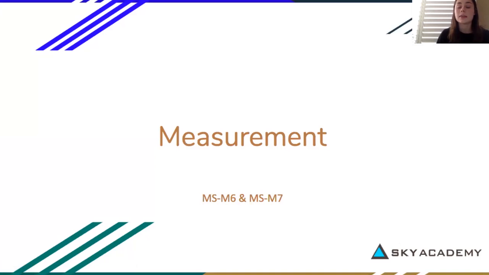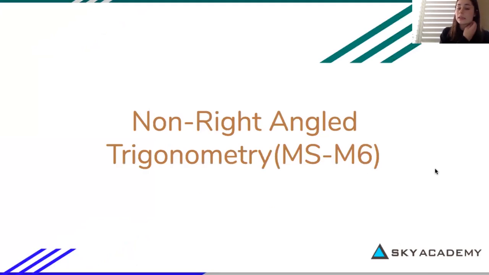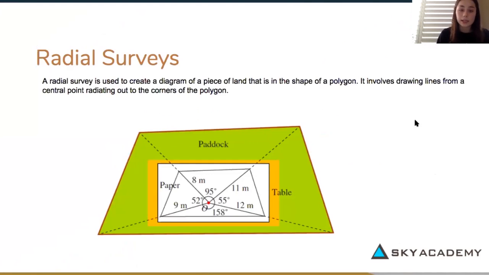We're looking at the topic of measurement, specifically non-right angled trig, MSM6. This is our 8th and final video in this topic, and we're going to be looking at radial surveys. A radial survey is used to create a diagram of a piece of land. It's like a picture of a real life example, shaped like a polygon. It involves drawing lines from a point of origin out to the corners of the polygon.